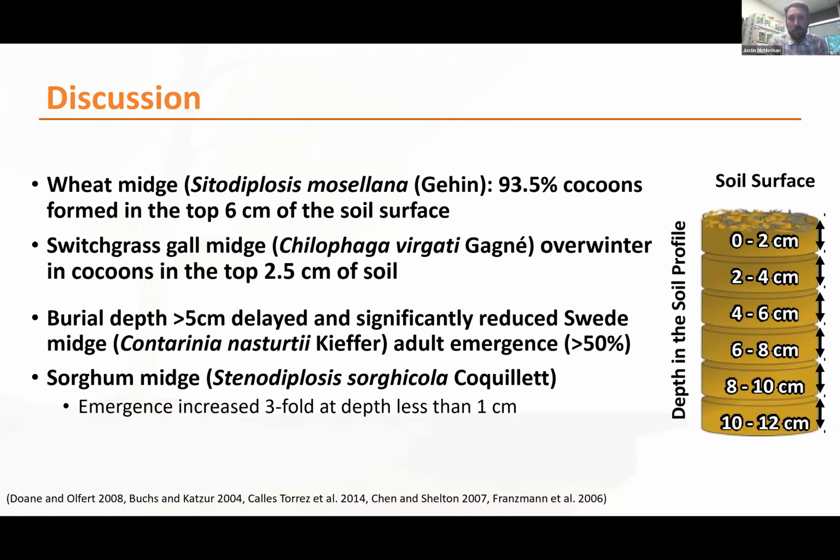So wheat midge, 93.5% of cocoons formed within the top 6 centimeters of the soil surface, so very, very similar. Switchgrass midge, mostly in the top 2.5 centimeters. Burial depths greater than 5 centimeters delayed or significantly reduced Swede midge adult emergence, and sorghum midge emergence increased a good threefold when its depth was less than 1 centimeter. So all these other midges of different genera, but within the same family, seem to have similar occurrence in the soil profile, which is useful to know that we're finding similar things.